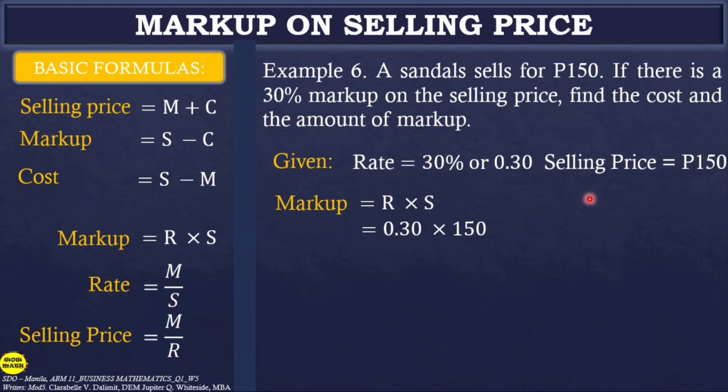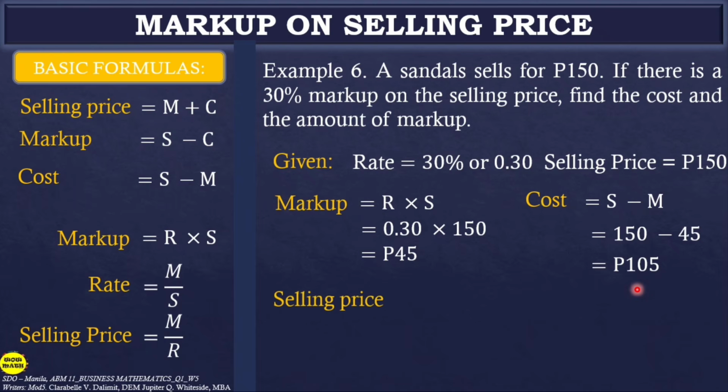So 0.30 times 150, the answer is 45 pesos. So the amount of the markup is 45 pesos. And to compute the cost, we have the selling price minus the markup. So 150 minus 45. So the cost is 105 pesos.